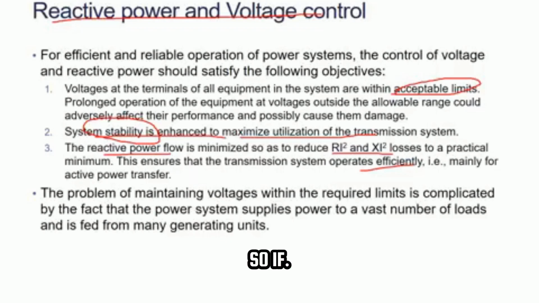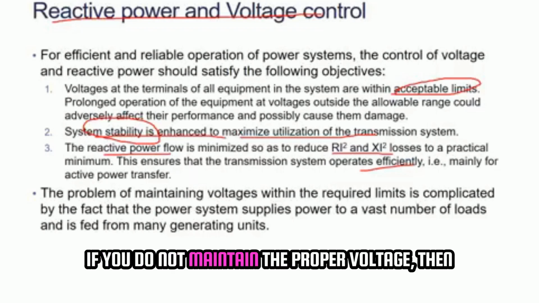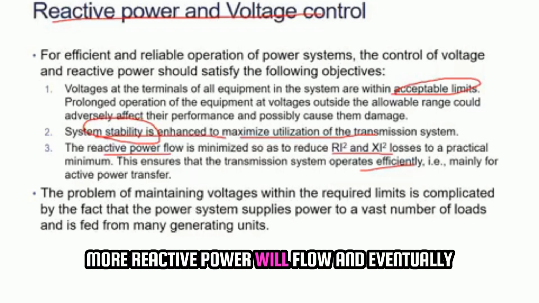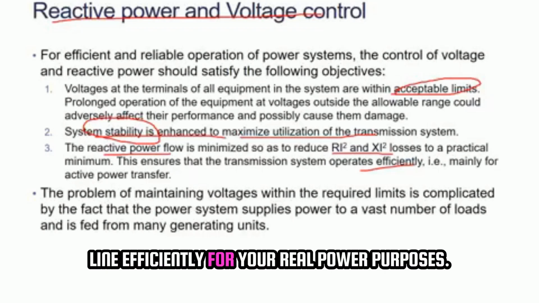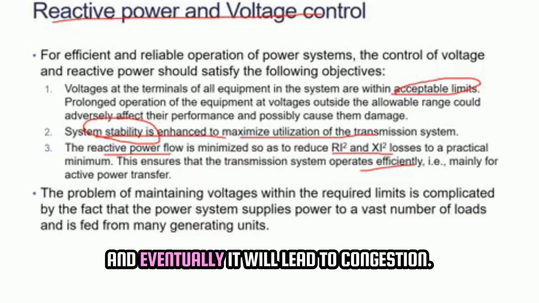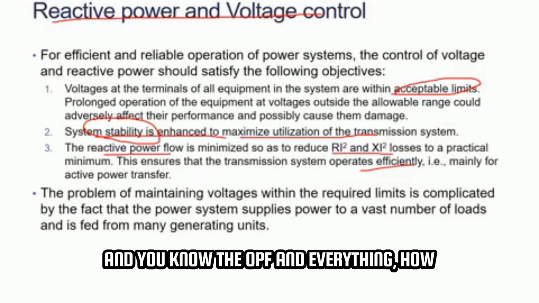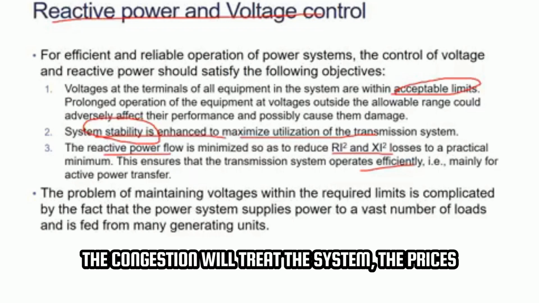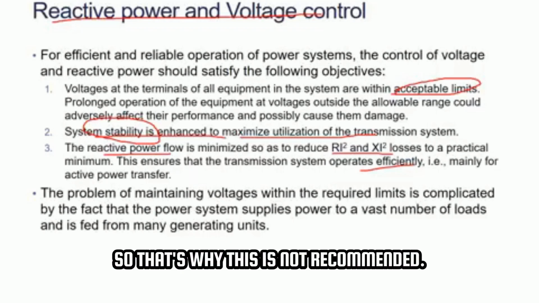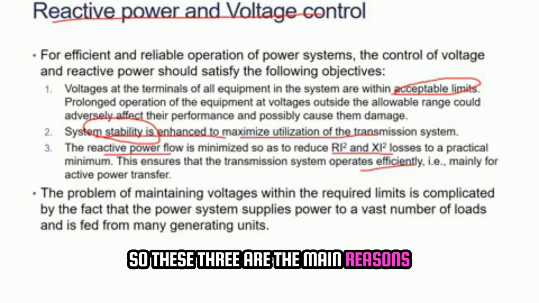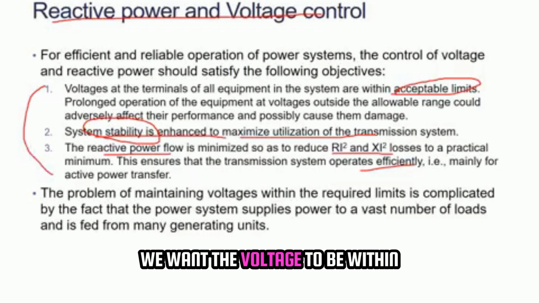So if you do not maintain the proper voltage, then more reactive power will flow, and eventually you will not be able to use the transmission line efficiently for your real power purposes, and eventually it will lead to congestion, and you know from OPF and everything how congestion will treat the system. The prices will differ, and a lot of things can happen. So that's why this is not recommended. So these three are the main reasons we want the voltage to be within the acceptable limits.